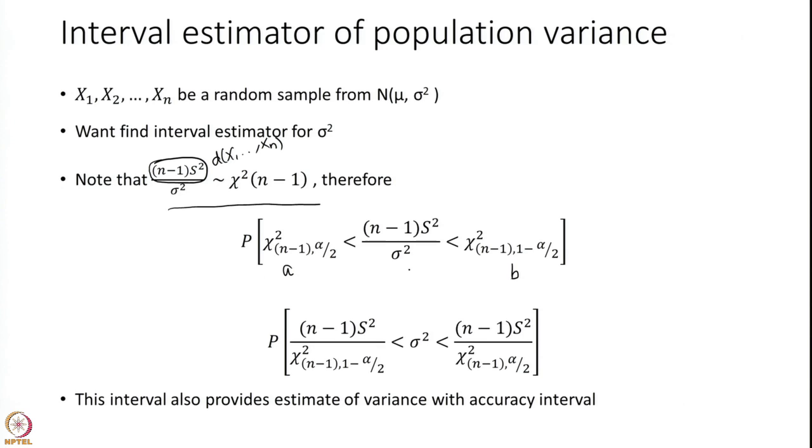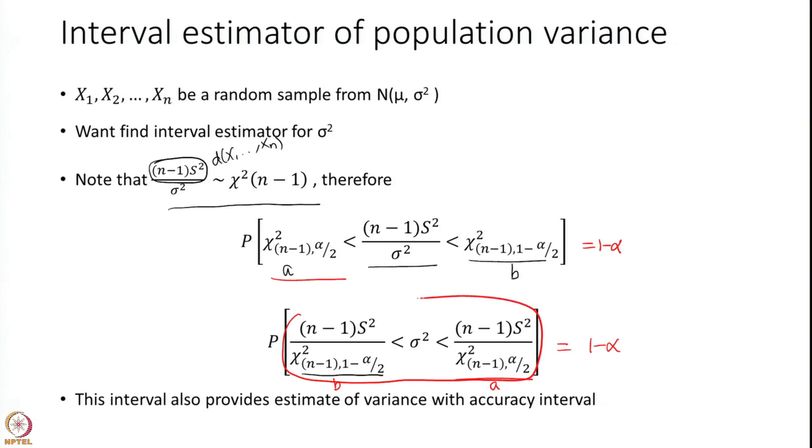Now you want to find the interval estimate for sigma square. So, you have to take the inverse of this value, and therefore this value will go in the denominator here and this value will go in the denominator here. Remember that this is B and this is A, because we have taken the inverse and then multiplied with the numerator. So, this becomes an interval estimator and you know that this has probability 1 minus alpha, and therefore this provides the interval estimator of sigma square, the population variance of a normal population.